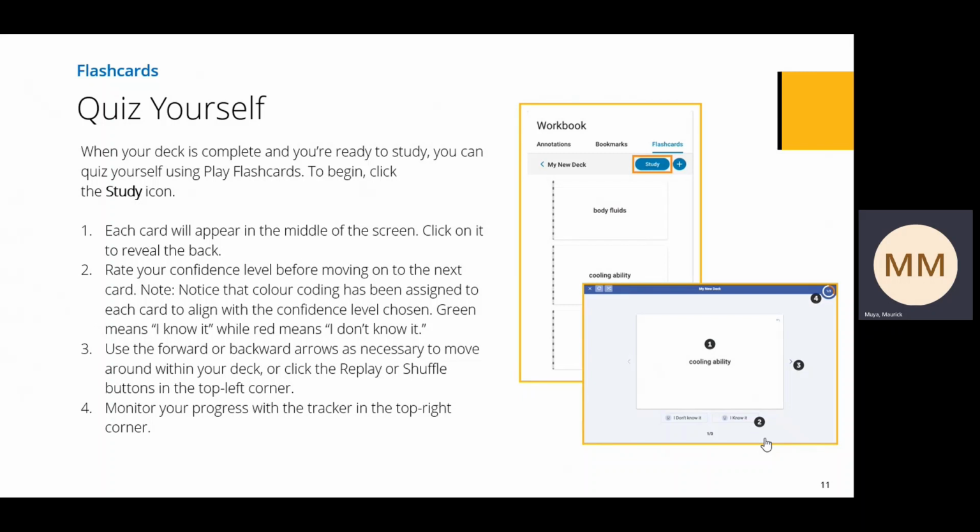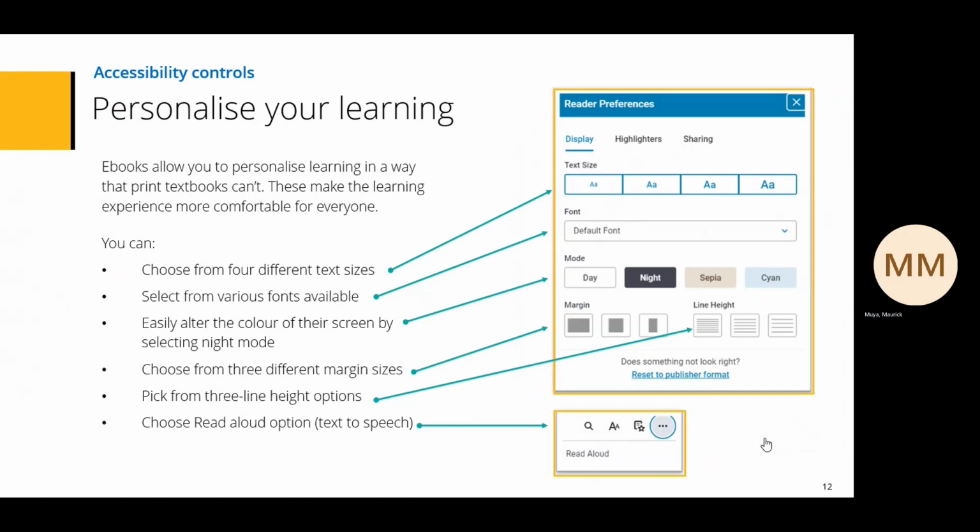Monitor your progress with the tracker. So may tracker siya. Malalaman natin na say out of the 10 flashcards, 5 of those or 6 of those naaalala natin. So accessibility controls. We could personalize our learning: the text size, the font, the mode, the line, and we could read aloud. So text to speech. So if sabihin na natin ayaw natin magbasa, we could ask the system to read for us. You can just hear it.